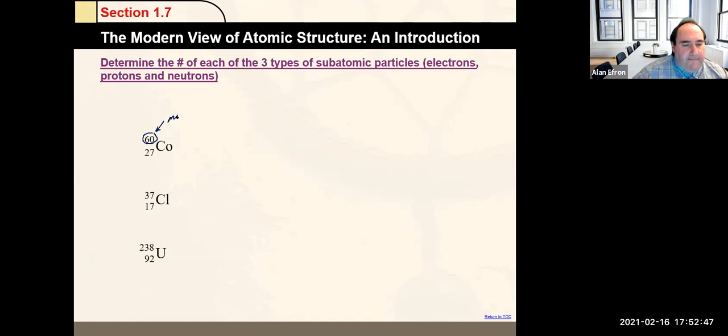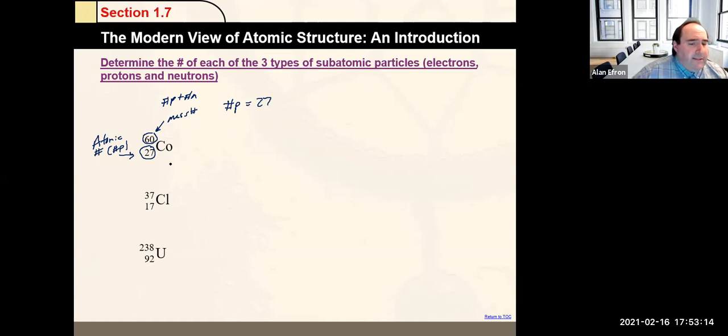Mass number, which again is our number of protons plus number of neutrons. Bottom number, again, is our atomic number, which is our number of protons. So that's a pretty good place to start. Our number of protons in this case should be 27, which is the atomic number.